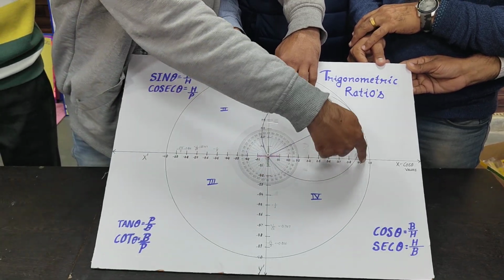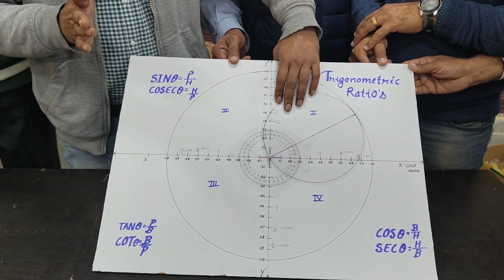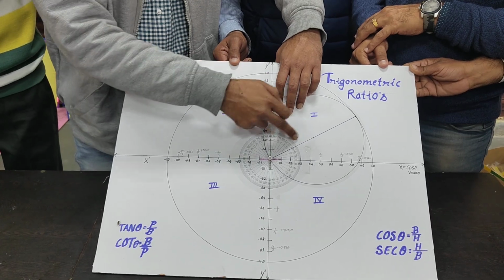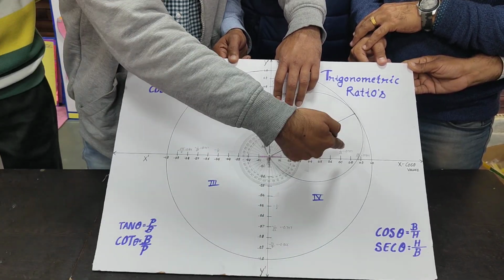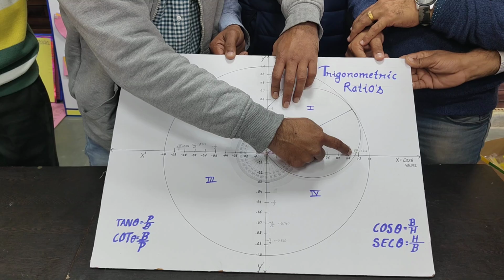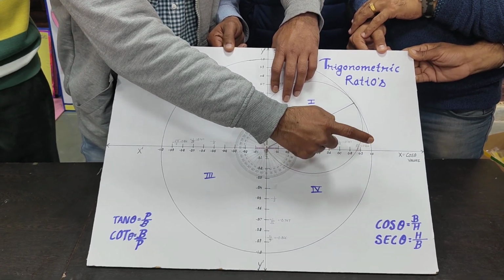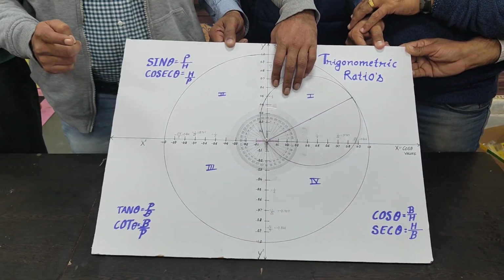On the x-axis you can find the value of cos theta at an angle of 30 degrees. This circle intersects the x-axis at √3/2. So the value of cos 30 degrees is equal to √3/2.